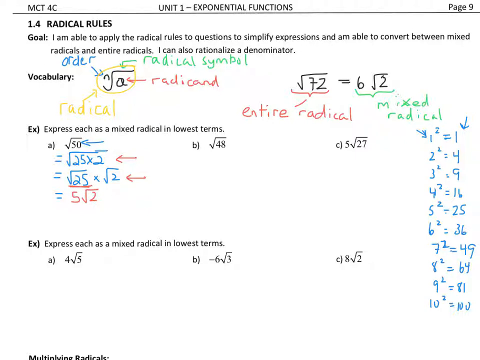Okay, try B. See if you can find a number in our list over here that will divide 48, write it as the product of that number and another, and then write it as a mixed radical. Same with C. Try that. See what you can do. Put the video on pause. Give it a try.